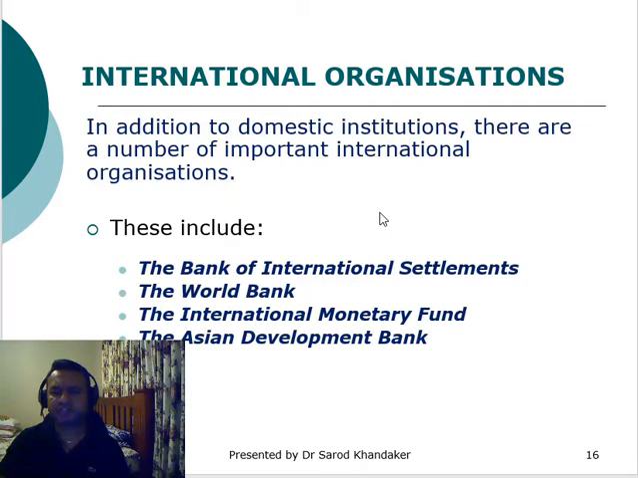Now we'll talk about some of the international organizations that can also impact the Australian economy. These international organizations include the Bank for International Settlements, or BIS, the World Bank, the International Monetary Fund, and the Asian Development Bank. These banks are very important for us. For example, the Bank for International Settlements is treated as the bank of all central banks. The World Bank gives advisory services to different countries of the world. The International Monetary Fund is looking after the monetary policy of different countries, and the Asian Development Bank is for the Asian countries. They can provide loans to Asian countries, and those loans are quite reasonable in terms of interest rate.